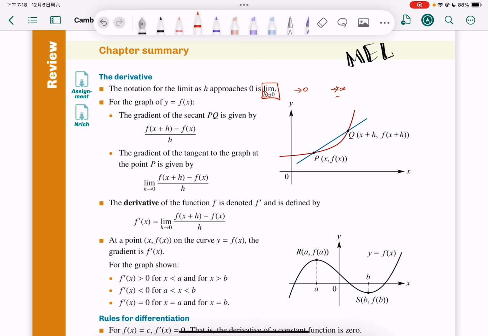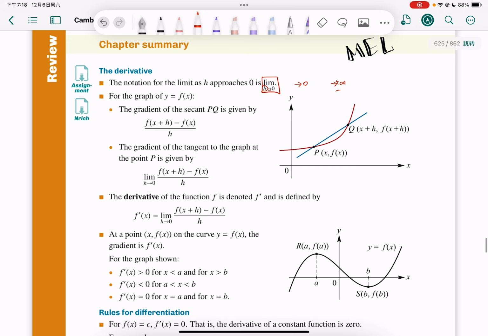So after the notation, for the graph y equal to f(x), the gradient of the secant PQ is given by this one. What does the gradient mean? The gradient is the slope, the rate of increasing or decreasing of the function, right? So the gradient from P to Q. Let's look at this graph over here.